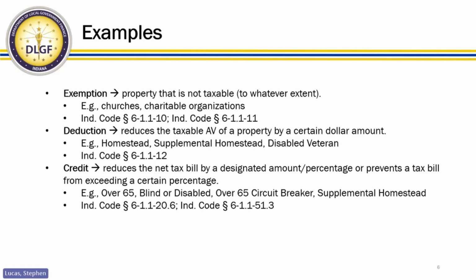On this slide, we've listed some examples of each of those benefits. You'll likely recognize many of these. An exemption, as I mentioned, is applicable to property that is not taxable at all, and that can be either a partial exemption or a full exemption, depending on how the property is used. But we most commonly see this with religious organizations or charitable organizations, and those are largely covered in Indiana Code 6-1.1-10, although there are other exemption statutes that can apply.